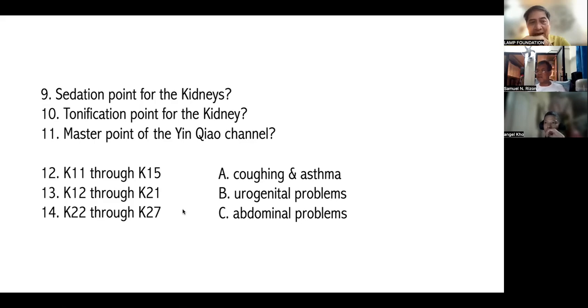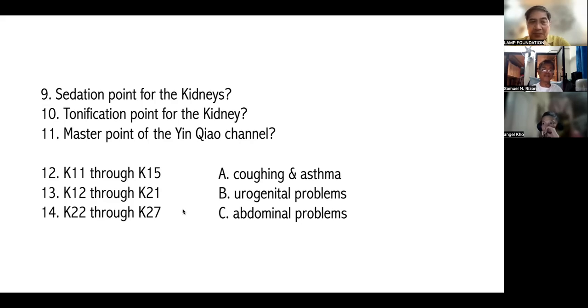Okay, very good. Number 11, master point ng Yin Chiao. My answer po, Doc, is kidney 6, confluent point of Yin Chiao channel. Sino yung kapartner niya? Sino yung asawa niya? Kidney 6, Lu 7, Lung 7. Okay, very good.